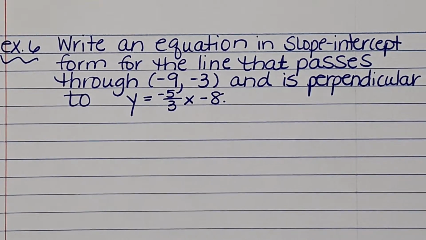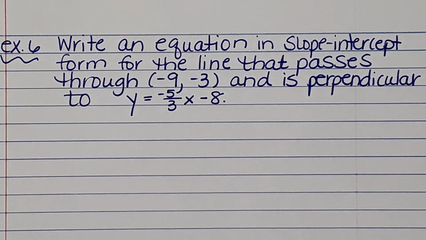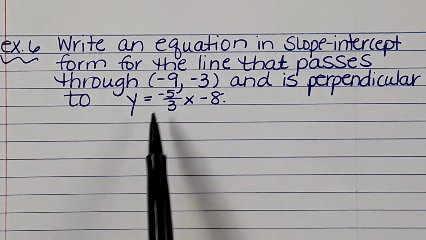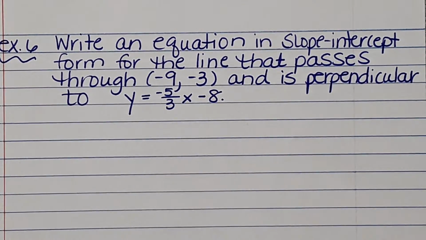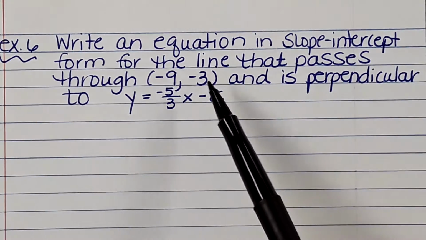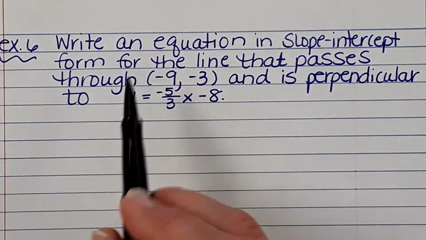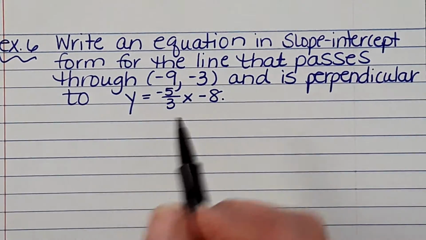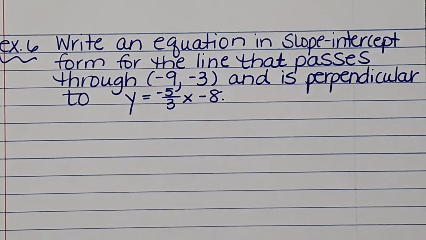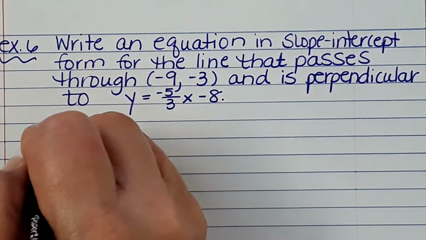Okay, so we're going to write an equation in slope-intercept form for the line that passes through (-9, -3) and is perpendicular to y = -5/3 x - 8. Remember, I told you I was going to give you a line. So I'm giving you a point and a line. This line is important because I need to know the slope. What type of line am I looking for? A parallel or a perpendicular? So I'm looking for the perpendicular.